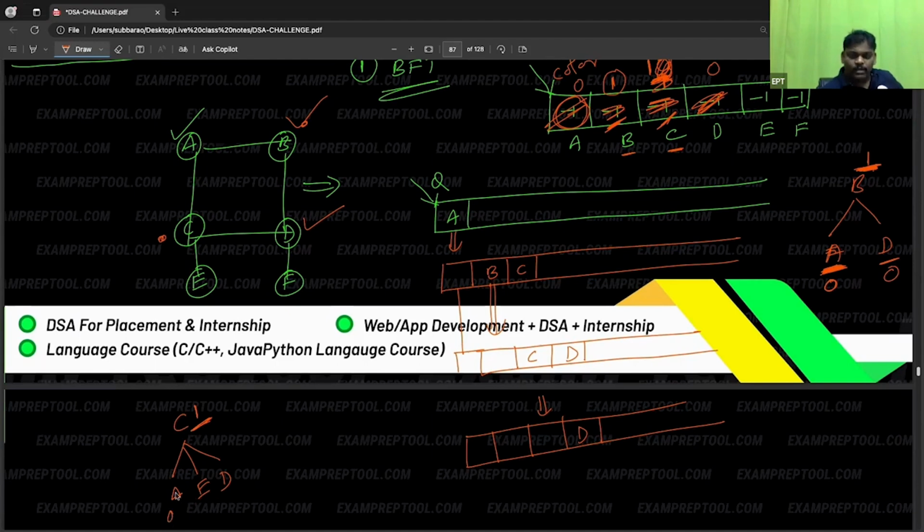Yes, no problem. Next one, hello E, what is your color? E said -1. Oh, -1 means new person, right? Keep him at the end of the queue, but keep his color opposite to the parent. I think C1, it should be 0. If C parent is 1, it should be 0. So it should also be 0.